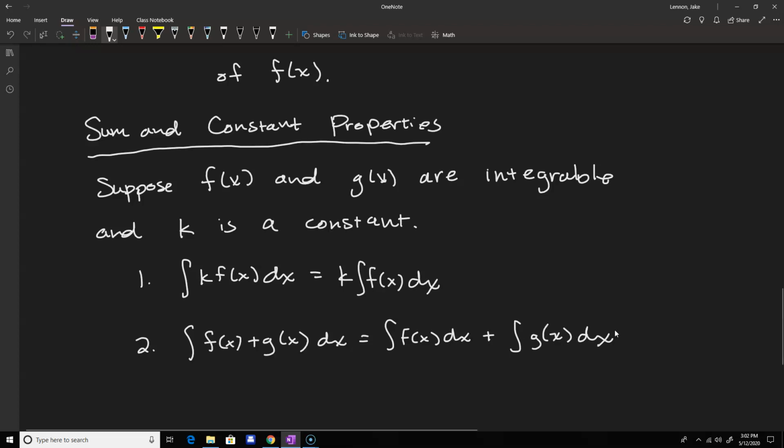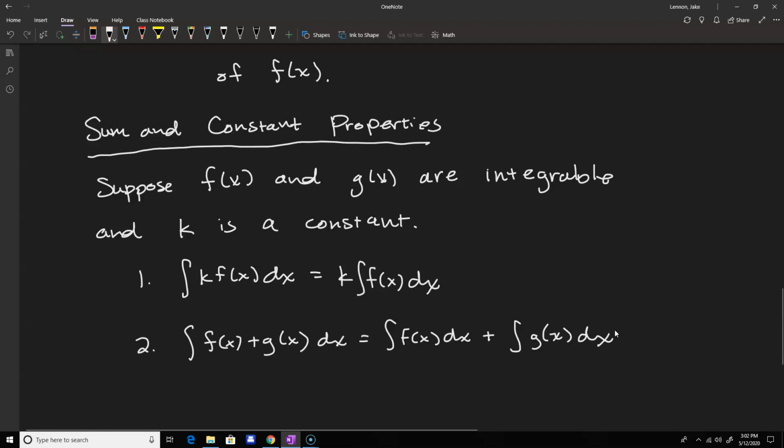Okay, so actually, I'll leave it to you. From both of those two properties, you can verify that it also works with difference. The integral of f of x minus g of x would be the integral of f minus the integral of g. Basically, just apply properties 1 and 2, allowing k to be -1.